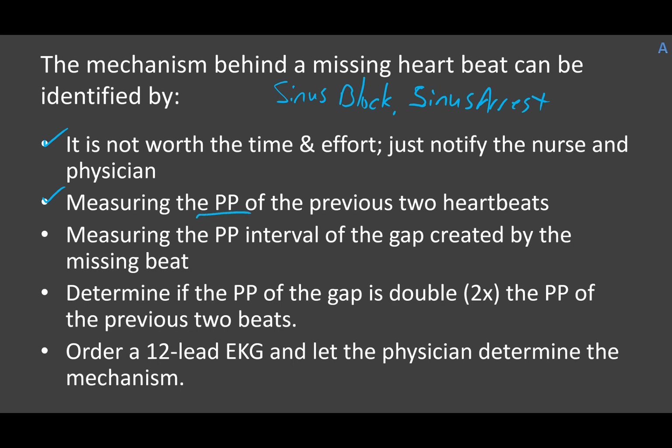So measuring the P to P is absolutely important. Measuring the P to P interval of the gap. So previous two heartbeats and gap. Definitely need to do that. Determining if the P to P of the gap is double the P to P of the previous two. That's all part of this. Or, just order a 12-lead EKG and let the physician determine the mechanism. Don't do that. Make the time, make the effort, try and figure out exactly what's going on. You have the tools you need, you might as well use them. So for this one, I definitely go with those three in the middle there as being the answer.